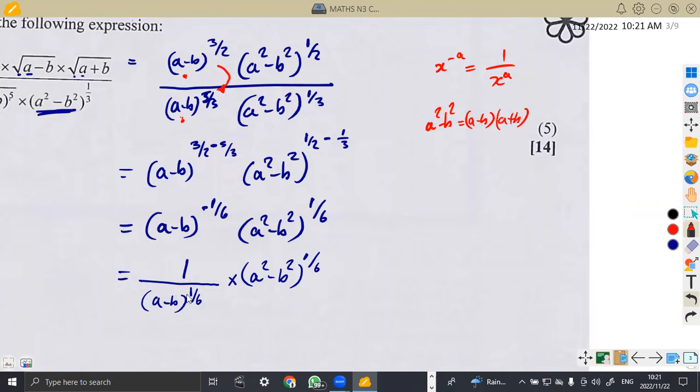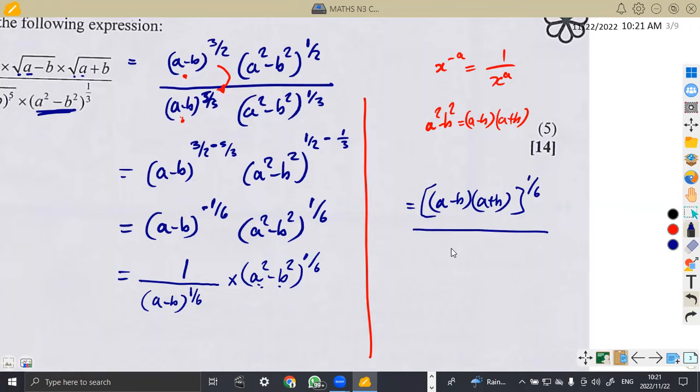Remember what we did. It simply means this part here can actually be written in this manner. We can separate this part into (a minus b)(a plus b), again with everything to the exponent of 1 over 6, over (a minus b) to the exponent of 1 over 6, which is in the denominator. Knowing that this exponent affects everything, this one is affected, and this one is also affected by the same exponent.